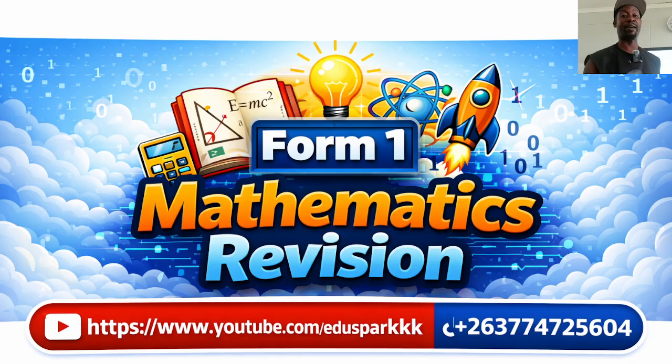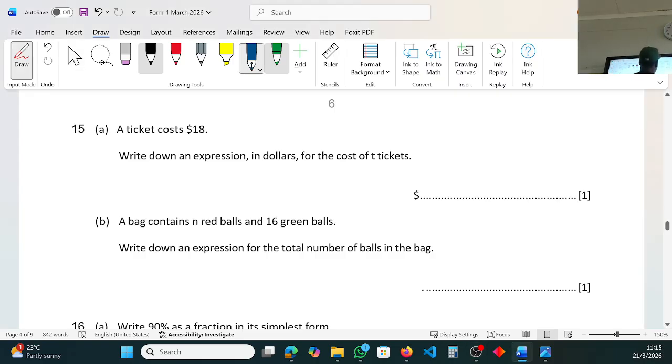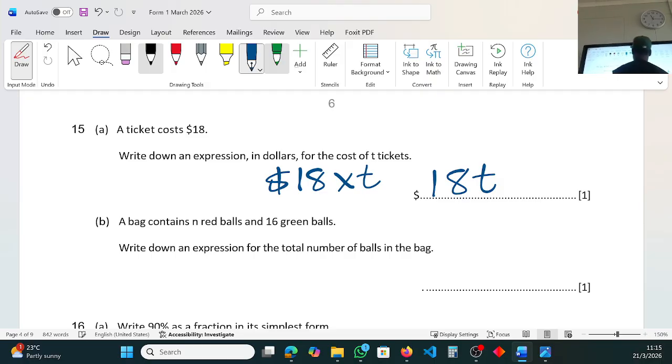Let's have a look at what we have on series 5. All right, so there's a bit of algebra there. A ticket costs $18. Write an expression in dollars for the cost of T tickets. So in essence, this is going to be a product. Each ticket is costing 18 and we have got T of the tickets. So when we do the product, it's going to give us 18T, because when we are multiplying a variable and a number, they come next to each other.